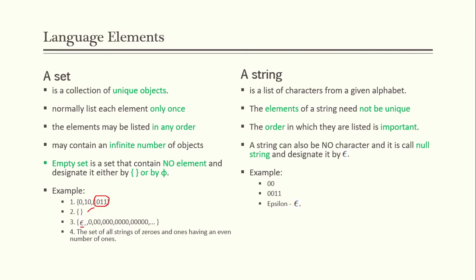A string can also have no characters and it is called null. This is what I said just now, like example number 3, it is epsilon. We represent it using the epsilon symbol, and that is called the null string. Examples of strings are listed: we have 00, we can have 0011, we can have epsilon and others as well. So that is the difference between a set and a string.